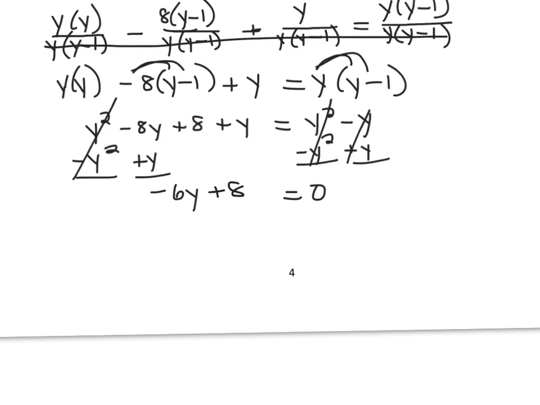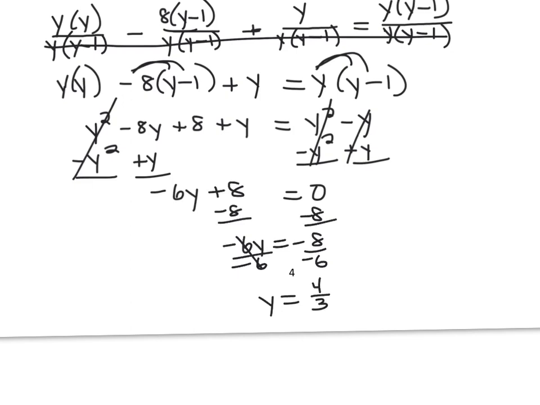Okay, now to solve this, I'm just going to subtract 8 from both sides of the equation, which leaves me with negative 6y equals negative 8, and divide by negative 6. So I'm left with y equals negative 8 divided by negative 6, which simplifies to positive 4/3.